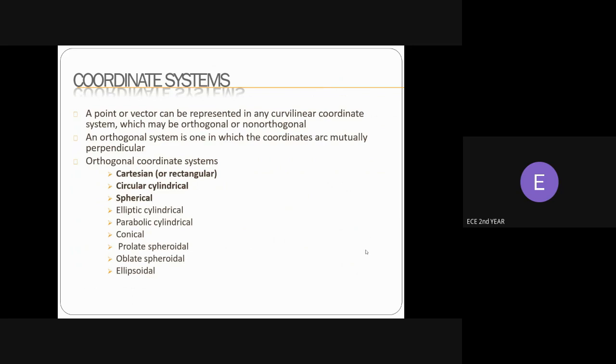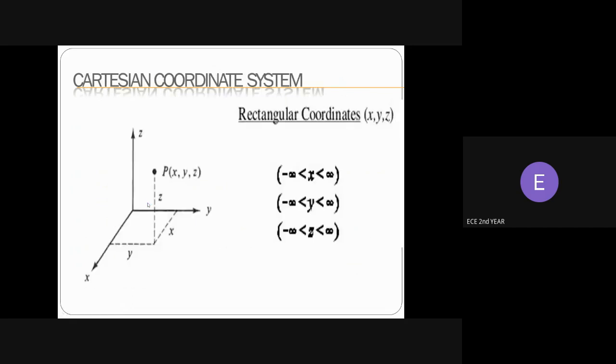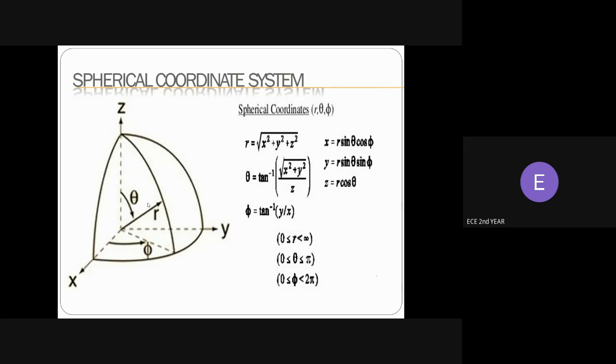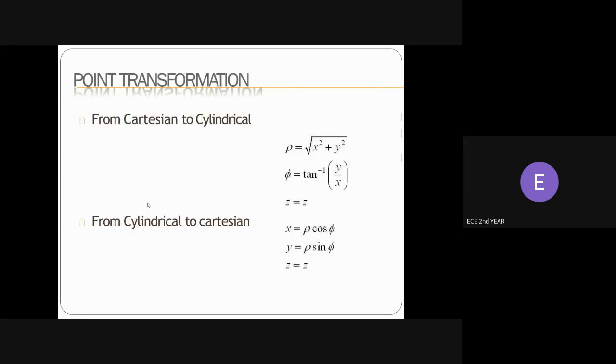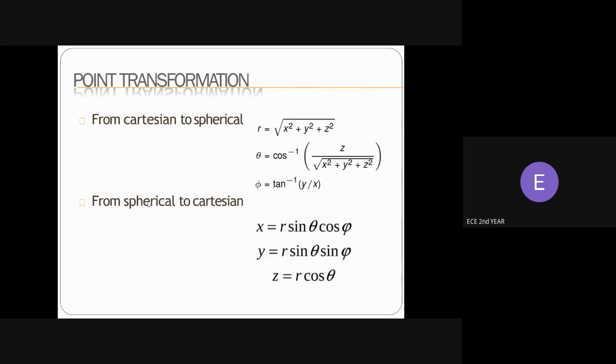And the different coordinate systems which are used in electromagnetic field are listed here. Even if you have 11 to 12 coordinate systems, here 8 coordinate systems are given, and only 3 are mainly used. So we have to concentrate only on Cartesian, cylindrical and spherical. How to represent a point in each coordinate system and what the limits are in each coordinate system are explained. And three formulas, differential length, differential surface and differential volume, are given separately for each coordinate system. And the first transformation is of a point, how to convert a point from one coordinate system to the other. The formulas are given and properly explained.